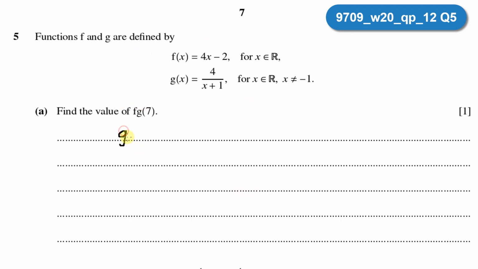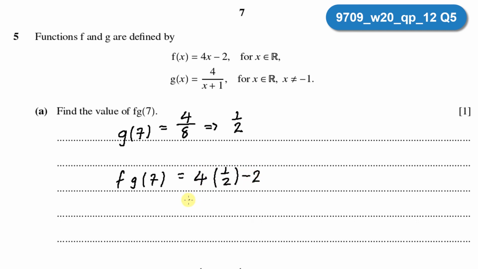So here we can start with g of 7, and g of 7 is 4 over 7 plus 1, which is 8. So that's a half. So when we now say f of g of 7, it's like we're saying 4 of g of 7, which is a half, minus 2. So this should be 2 into this gets into this 2 times, and 2 minus 2 is 0. So we get fg of 7 coming out as 0. Let's go on to part B.